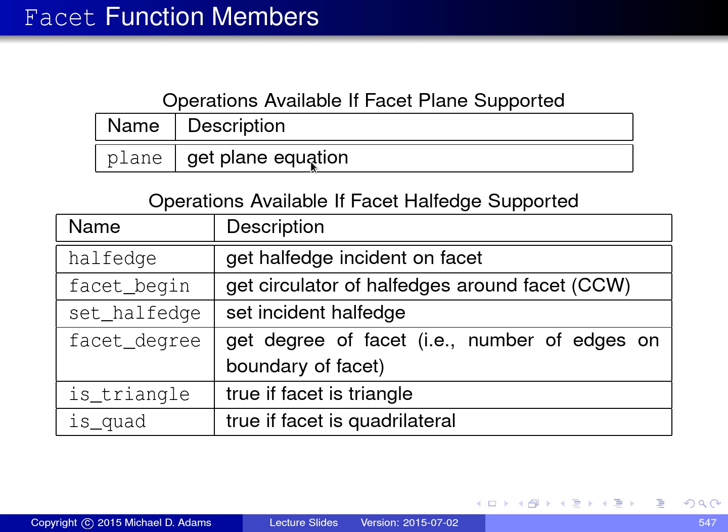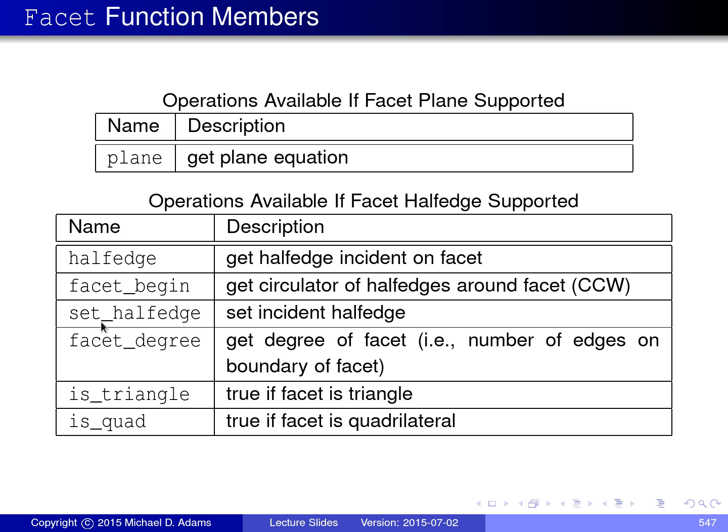The second group of functions listed in the bottom table on the slide is only available if the facet contains a handle for an incident half-edge, which is another optional item. In this case, we have the following functions. A function called Halfedge that gets a handle for one of the half-edges incident on the facet. Facet begin, which gets a half-edge around facet circulator for the facet, and this can be used to circulate or iterate over half-edges that are incident on the facet in counterclockwise order.